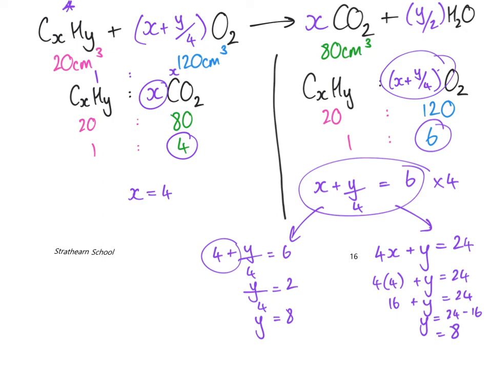So what does that mean for our hydrocarbon? Remember, the question is ultimately asking you, what is the formula of our hydrocarbon? Well, we now know that X is 4, so it's going to be C4, and Y is 8, so it's going to be H8, and that is butene, and that's going to be an alkene. You don't have to name it afterwards, you just need the formula, but that's what it would be equivalent to.